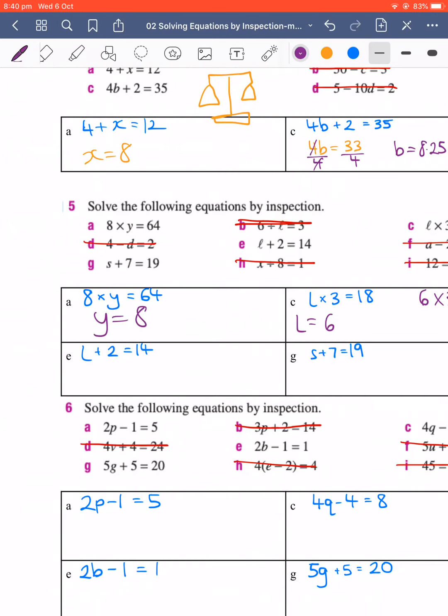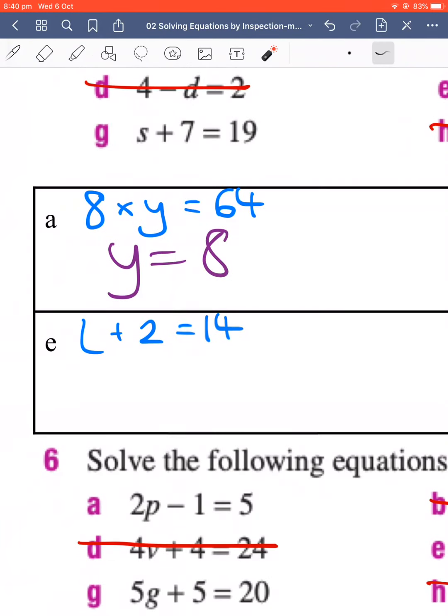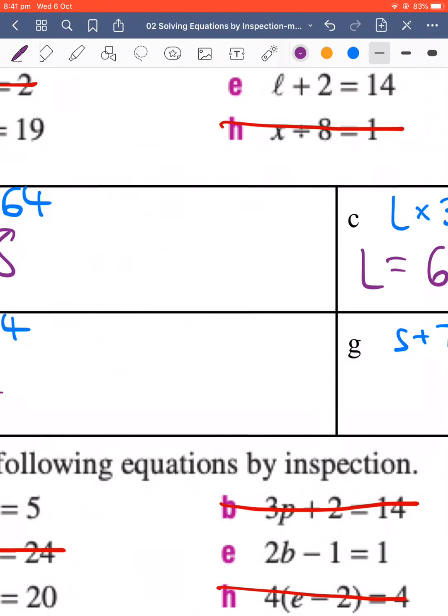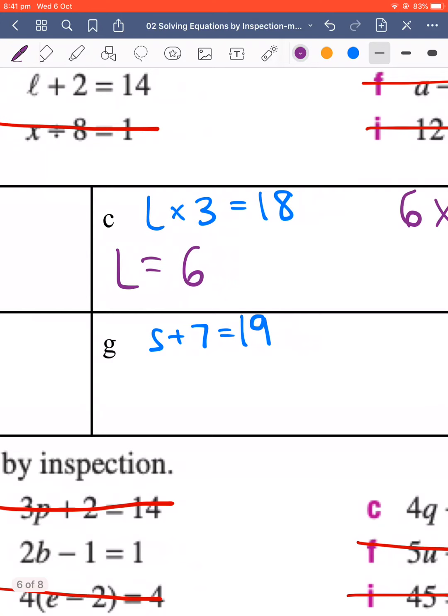Last two for this question. So I've got L plus 2 gives me 14. So if you want to do that balance method, you can take away 2 from this side to get only your L. And if I'm taking away 2 from this side, I take away from this side. So L will give me 12. And I can always check using that method of substituting in.